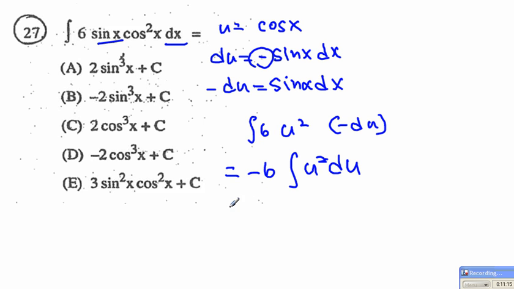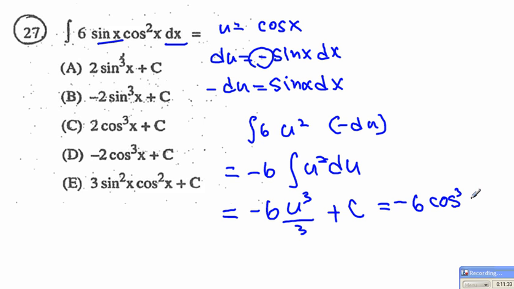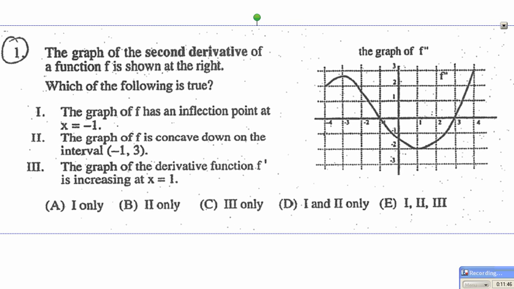That is a simplified form. If we take the antiderivative, negative 6, and then this becomes u cubed over 3 plus c. By plugging in cosine back on here, our final answer is negative 6 cosine cubed x over 3 plus c. Here we get, so we have 2. So negative 2. It looks like choice D becomes our answer.